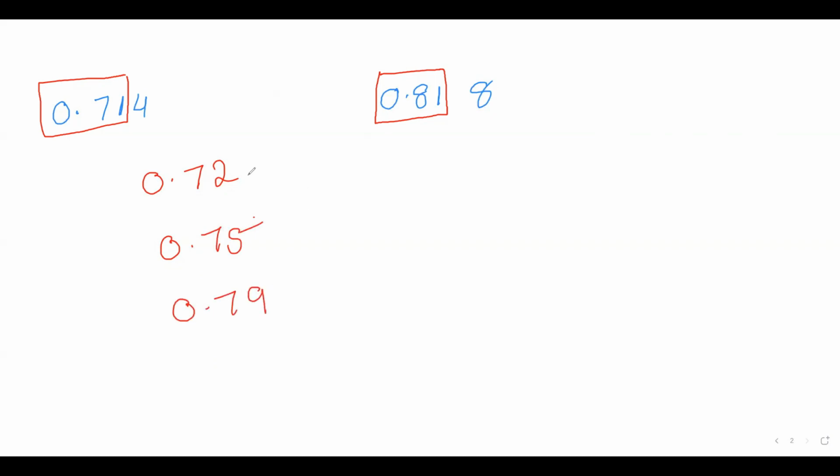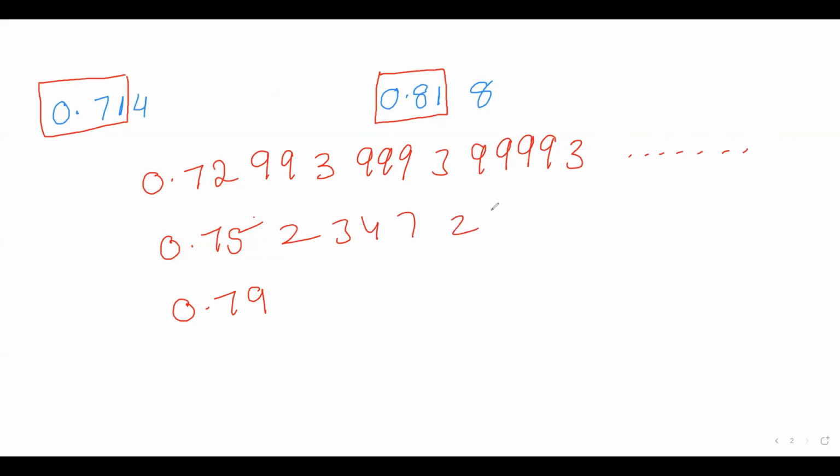0.79, and I want an irrational number. Irrational numbers have different digits coming and it will never end. So randomly put some numbers like 993, 9993, 99993, like this. Randomly put some numbers, or you can write 2 3 4 7 2 1 5 6 2. So different numbers you can write, or else 0 0 1 0 0 0 1 0 0 0 0 1.